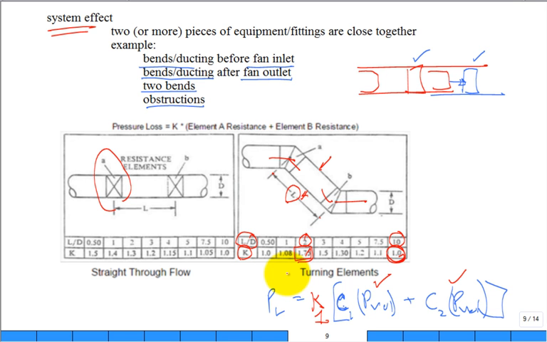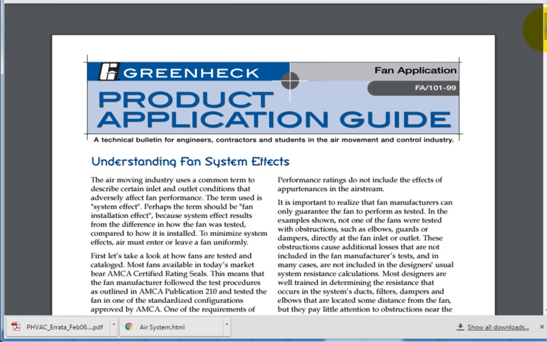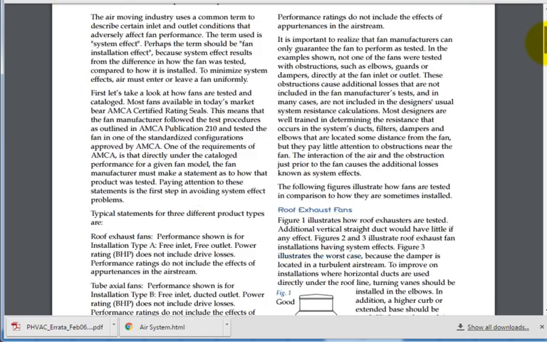Does that make sense, how they're showing you this system loss effect? So like here again, if far enough away, L over D is 10 or more, system loss effect is 1, forget about it. But if it's close, it can be 1.5 or different values. Where it really comes into play is when you have fan systems. This is one of the manufacturers of fan systems, Greenheck, and this was just a good piece of literature. So I'm going to just scroll through it fast to show you what we're talking about.